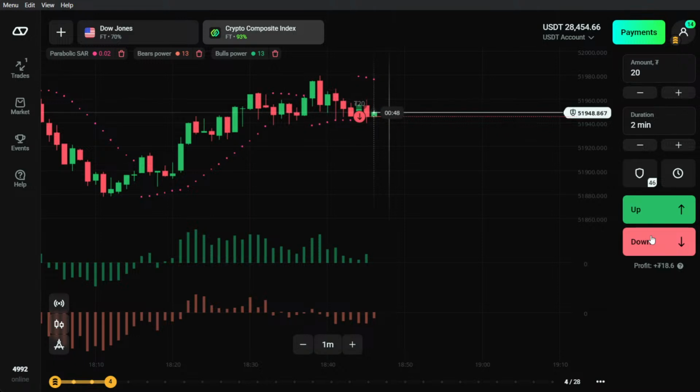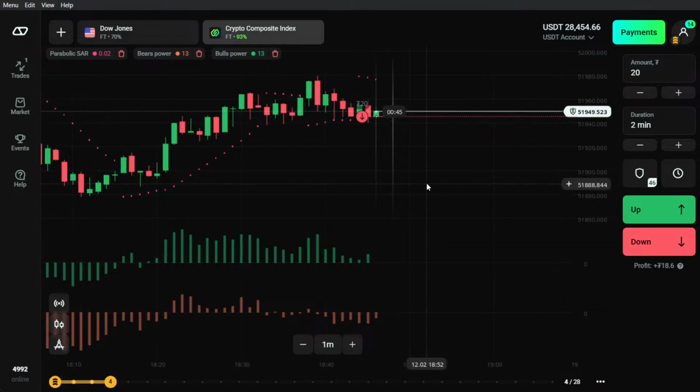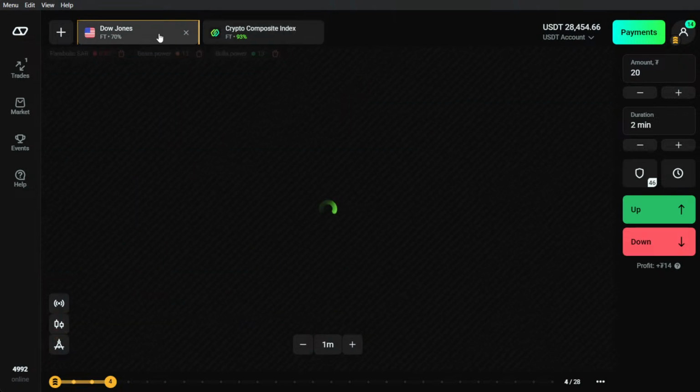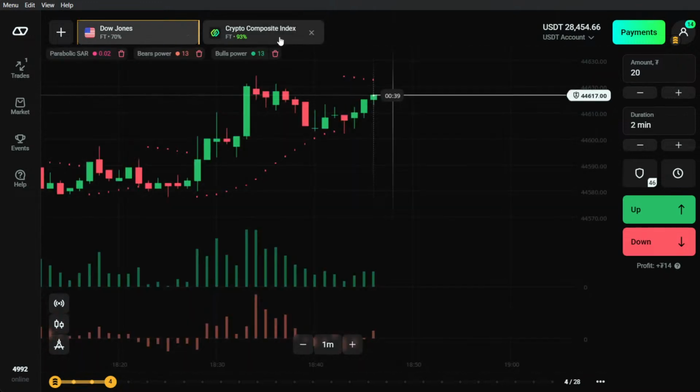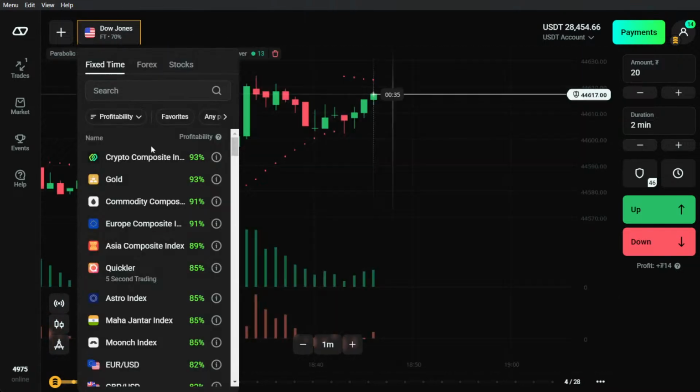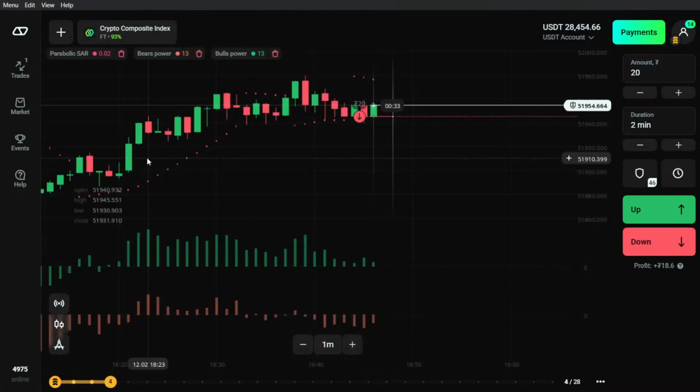Alright, do you see I made a trade and then it flipped. Now I don't know where it is going to lead, but let's hope for the best. Which asset have we traded on? We traded on crypto, right? So let's close this.